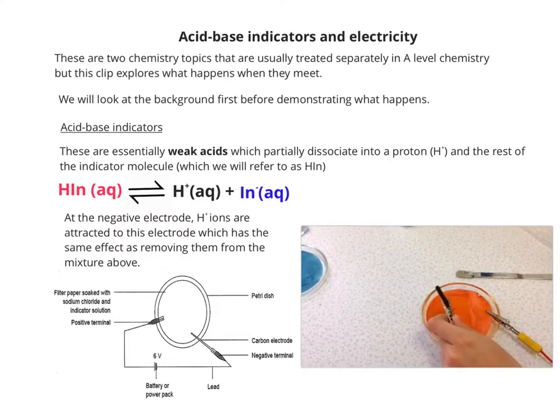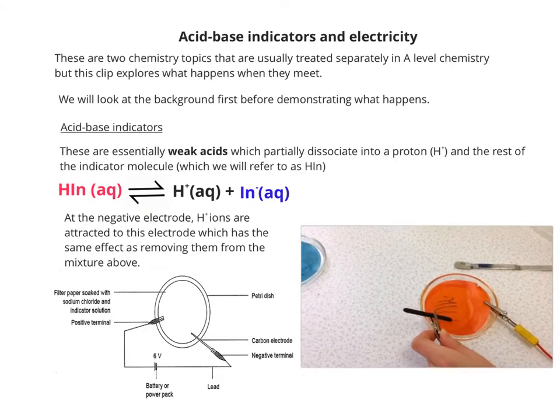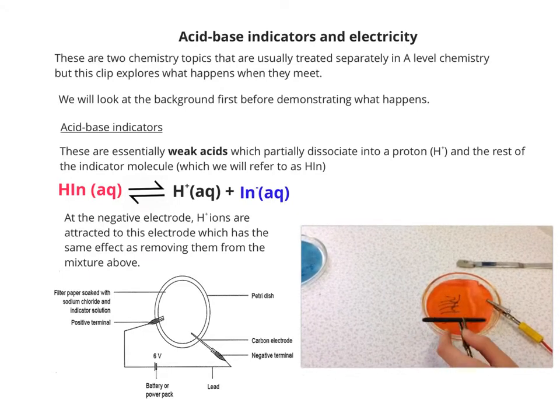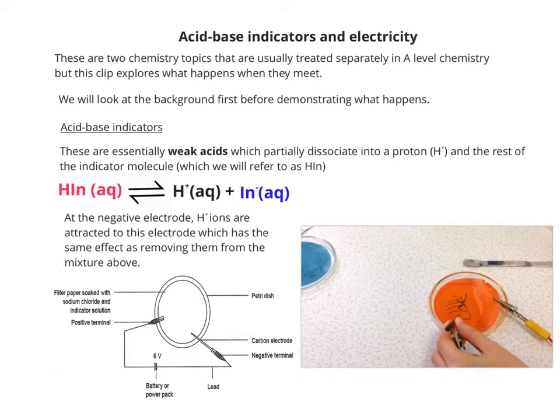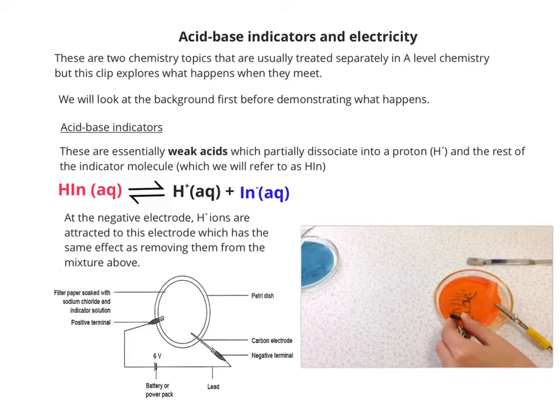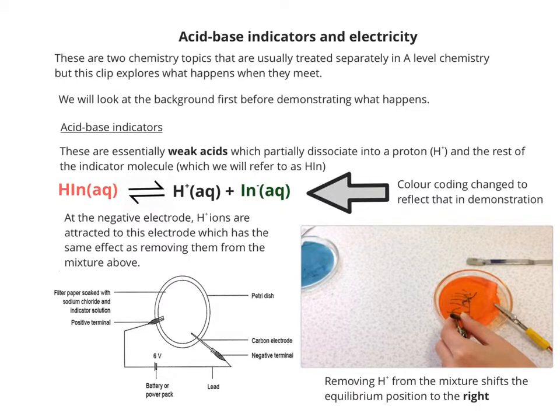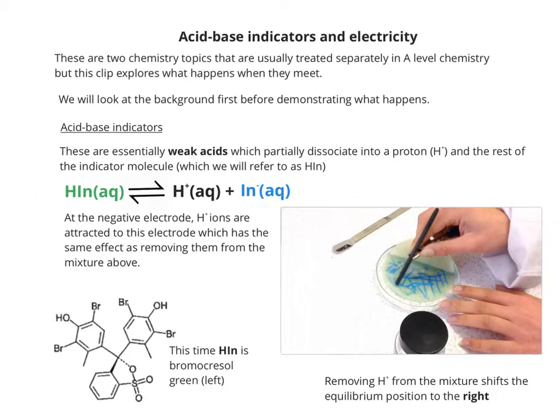What's happening here is that where the negative electrode is touching the filter paper, the circuit is completed, current can flow, and the H+ ions are being attracted to this negative electrode, being the opposite charge. Obviously removing H+ from the mixture shifts the equilibrium position to the right, and you can see that I've changed the colour coding to reflect the orange to dark green colour you can see in the demonstration. In this case it's a different indicator. We're using a single molecule. This time it's bromocresol green, the structure of which is shown on the left of the screen at the bottom. So let's start the video and see what this does.